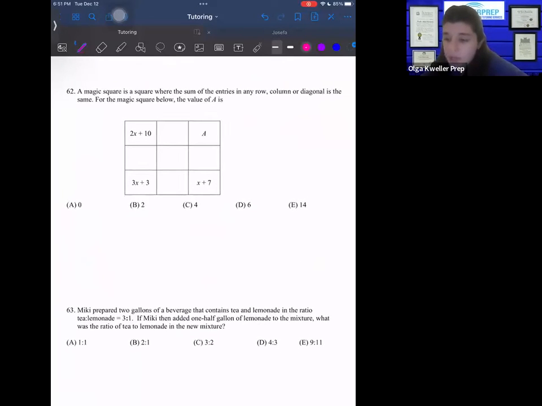Okay, we've got a magic square. A magic square is a square where the sum of entries in any row, column, or diagonal is the same. And they want us to tell them what the value of A is.